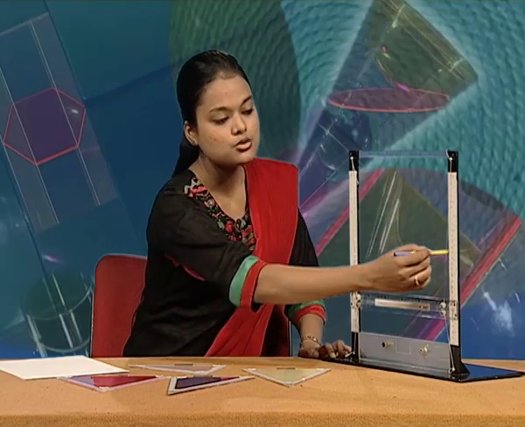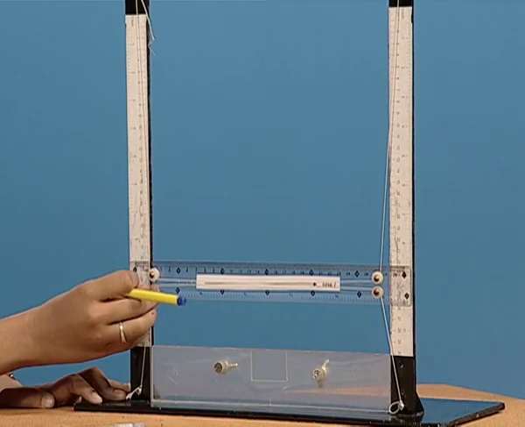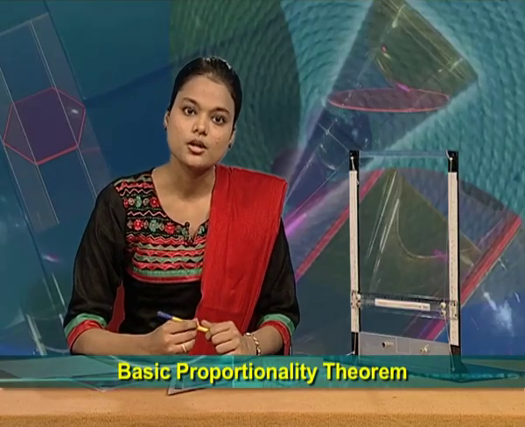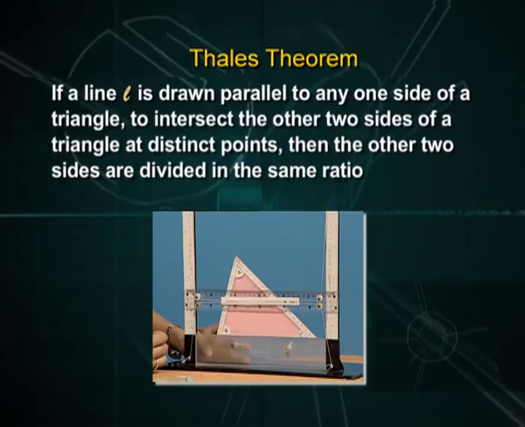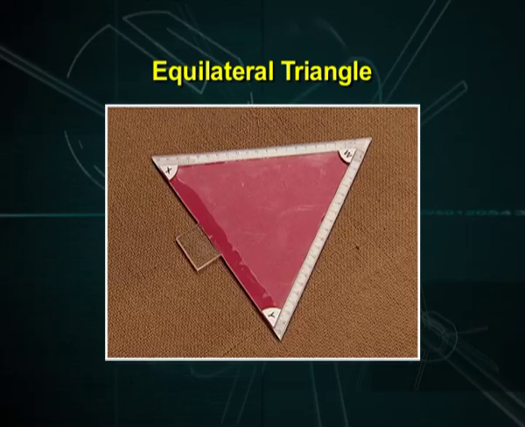And between these two graduated scales, a scale is attached which is parallel to the base, supported by these two pulleys. Now, students, what do you mean by basic proportionality theorem? Basic proportionality theorem states that if a line L is parallel to any one side of a triangle, to intersect the other two sides of the triangle at distinct points, then the other two sides are divided in the same ratio. We are going to verify this theorem in four cases: a scalene triangle, a right angle triangle, an isosceles triangle, and an equilateral triangle.